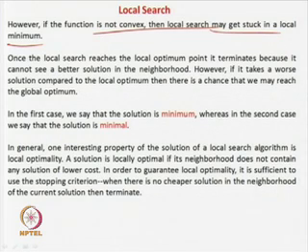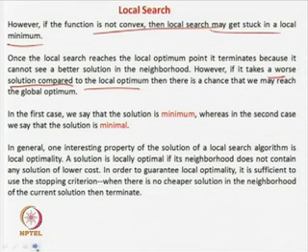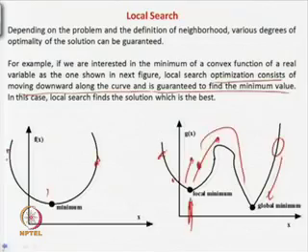Once the local search reaches the local minimum point, it terminates, because it cannot see a better solution in the neighborhood. However, if it takes a worse solution compared to the local minimum, there is a chance that we may reach the global optimum. That is, you have to give a jump. If you take a worse solution than the present one, you are giving it a throw for some time, then you can cross this hump and reach the global minimum. But again, you have to decide at what point you will take the worse solution compared to the good solution so that you can try the hump, because it is not very simple.